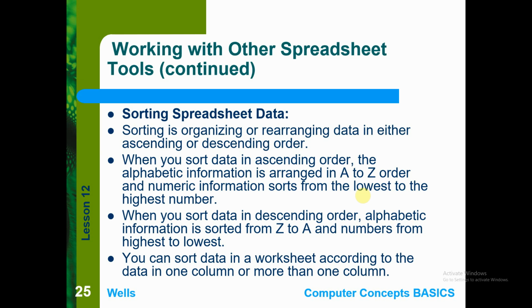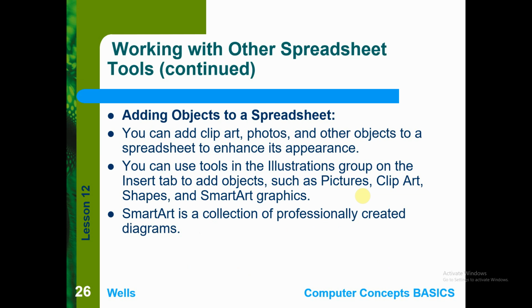So sorting the data in a worksheet is done according to the data in one column or more than one column. Of course, you select the whole column through the shortcut, and then you click on the sort shortcut button.